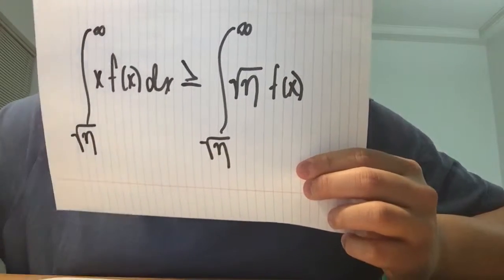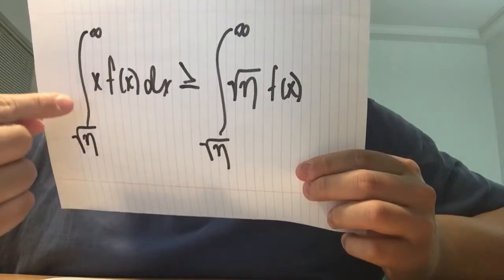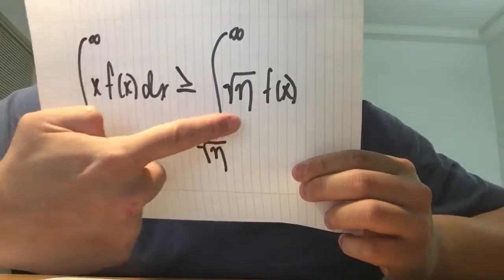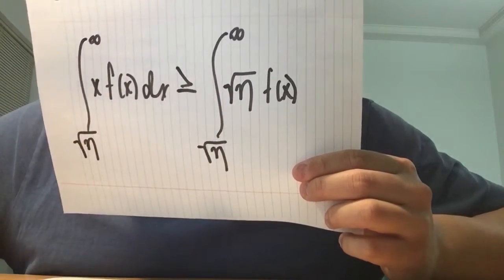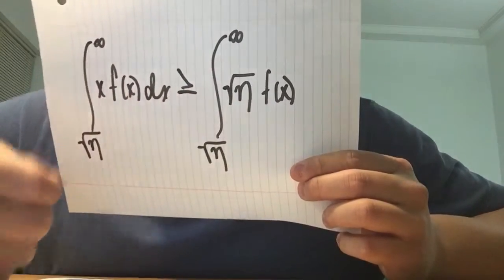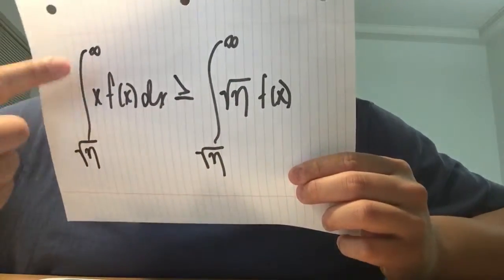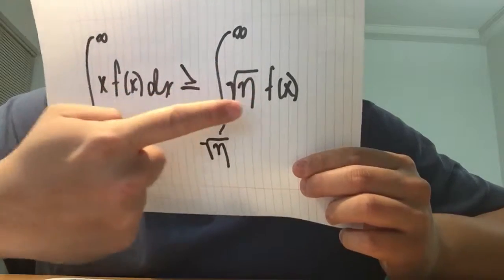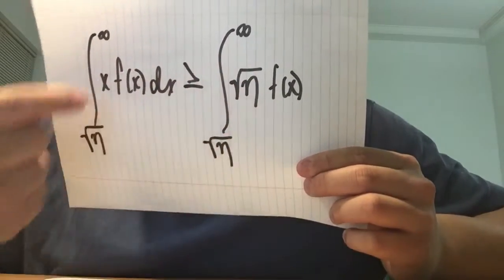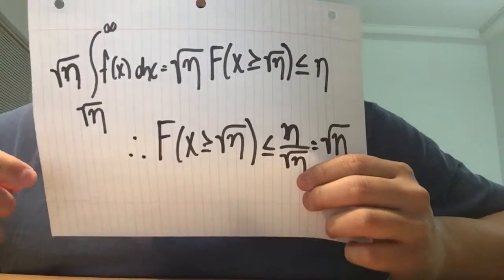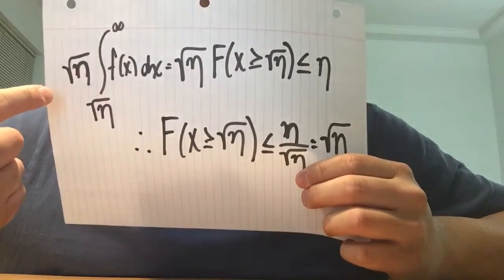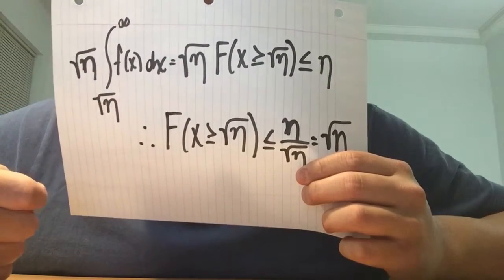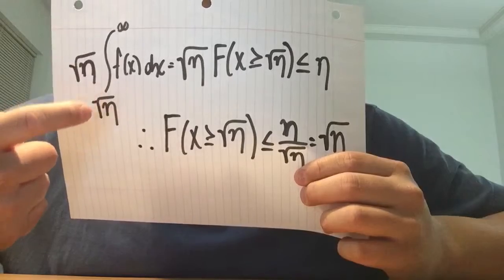And then this time, instead of having x, we're going to change that to the root of eta. The root of eta, so eta is to the 1/2, x is to the 1. 1 is greater than 1/2. The degree here, 1, is greater than the degree here, 1/2. That's why this has to be smaller than or equal to that. All right, and then we're going to work with that last integral right here. We pull out the root of eta, and we take the integral from the root of eta to infinity of f of x dx.